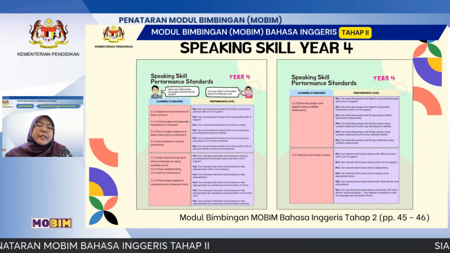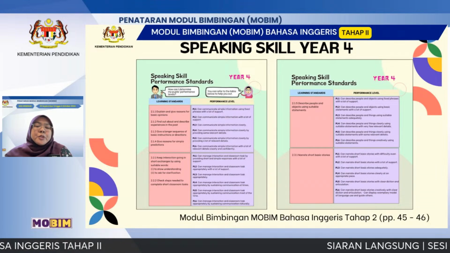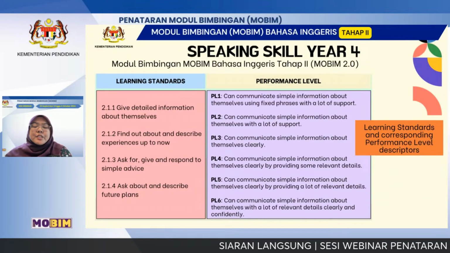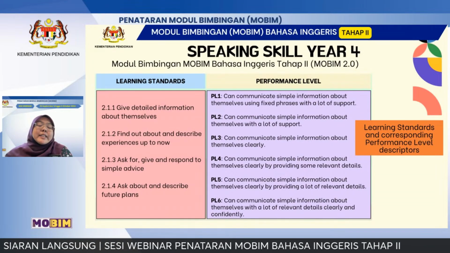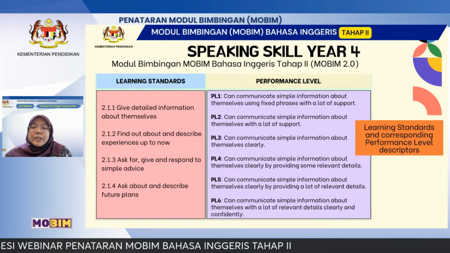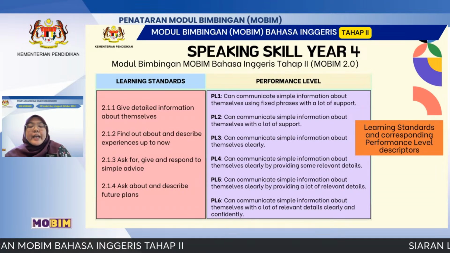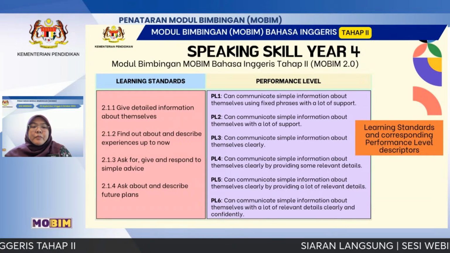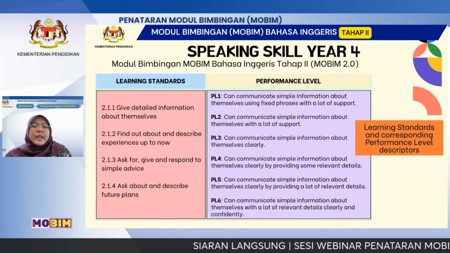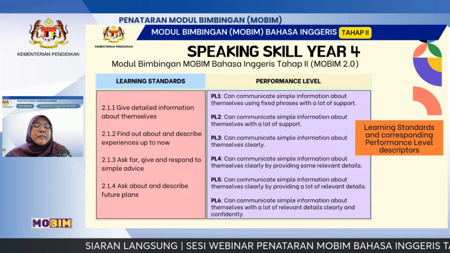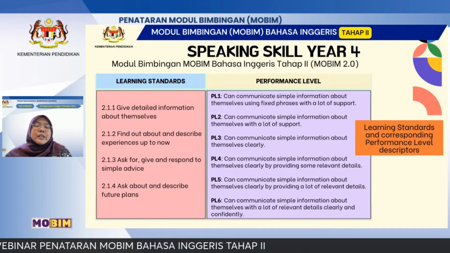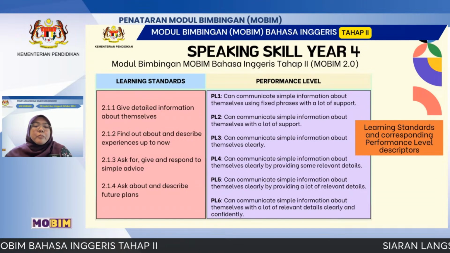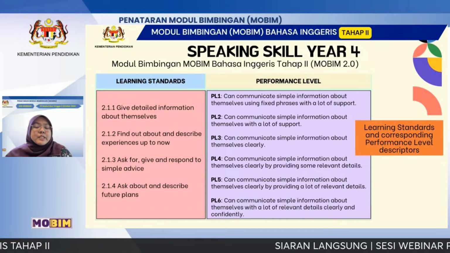Aliza did mention earlier in this webinar that this module clearly illustrates the connection between the learning standards and the performance standards, and it's outlined in the DSKP. But in the DSKP, the performance standards are grouped together as a complete set for each skill across the 6 performance levels. However, in Mobim Bahasa Inggris Tahap 2, I find it easier to navigate these performance levels because you'll be able to clearly see the progression from performance level 1 to level 6 for each individual learning standard.